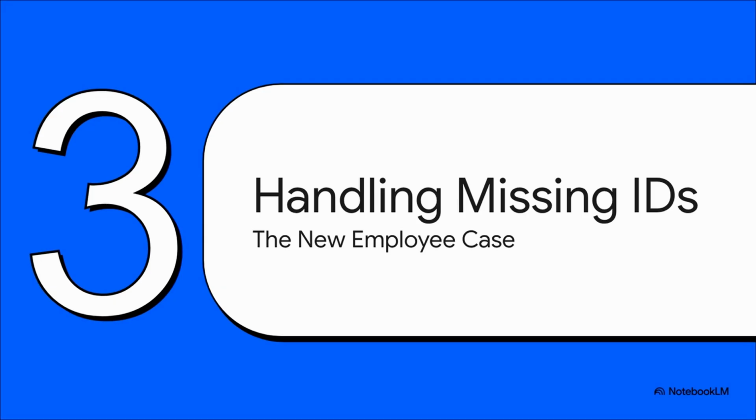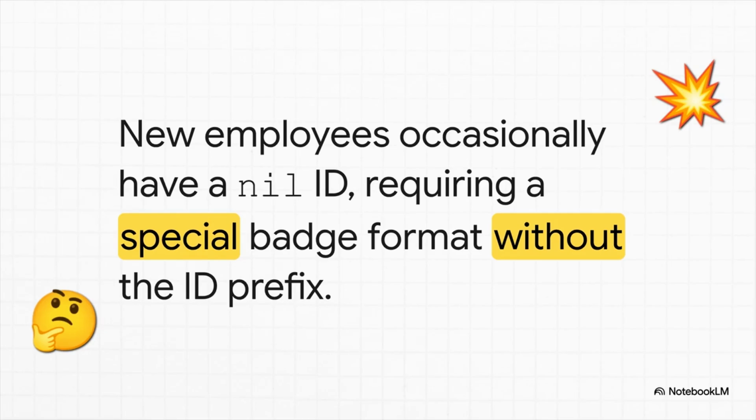Yeah, but let's be real, life is never that clean, right? What happens when a new employee starts and they don't have an ID yet? This isn't some made-up problem. This happens all the time. You've got to handle that incomplete data without crashing everything. So the system just sends us nil for that ID. And if we just plow ahead with our current code, bam, it's going to crash. We need to be smarter. We need to add some logic to handle this gracefully.